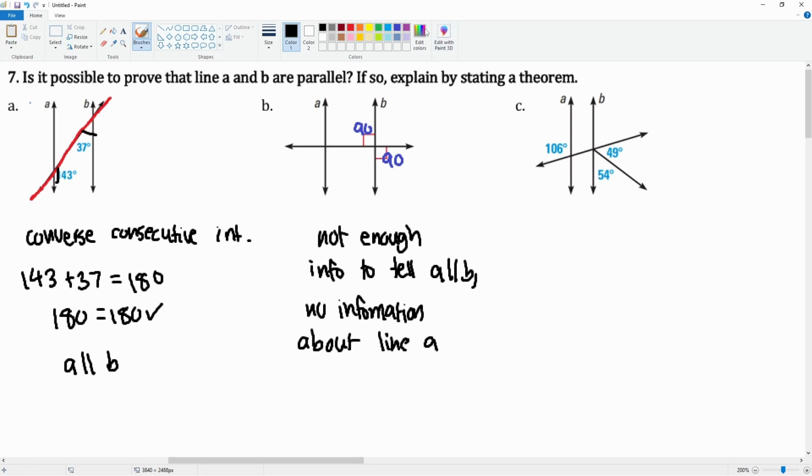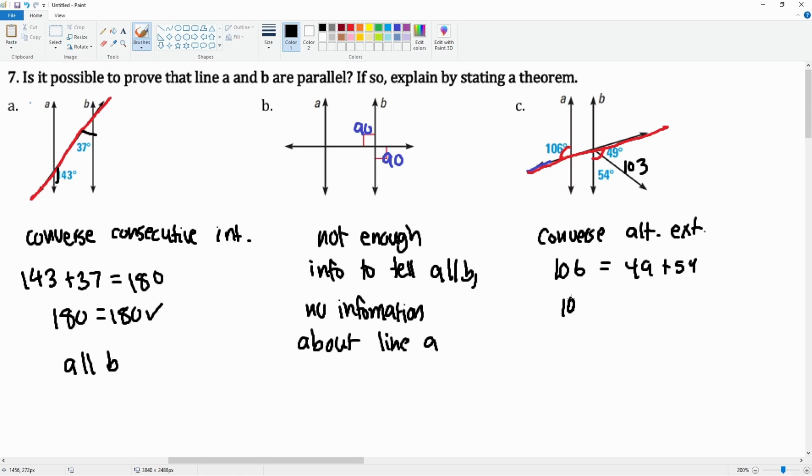Next, we have these angles, and ooh, look, that looks like this is the transversal that cuts through them. This angle has to be related to these angles here. If we do the converse of alternate exterior, those two have to be congruent. So 106, does that match 49 plus 54? Okay, so let's see, 49 plus 54, that is 103.